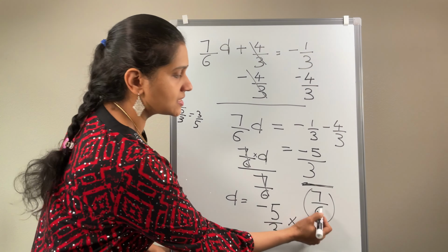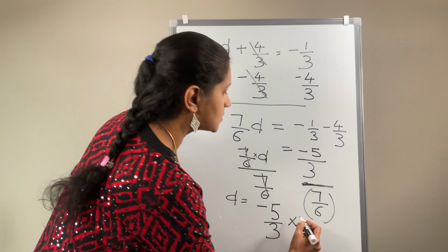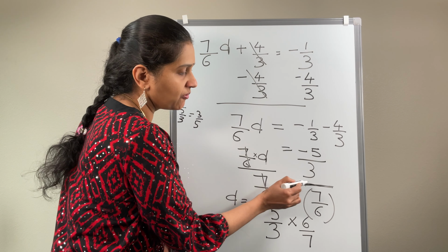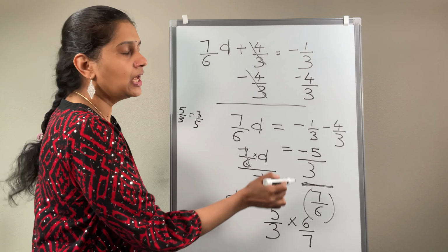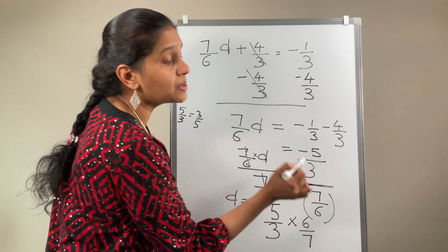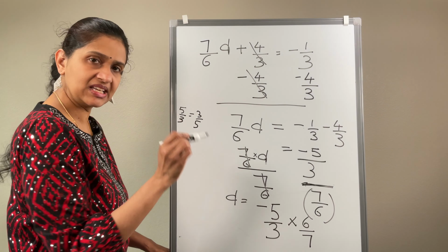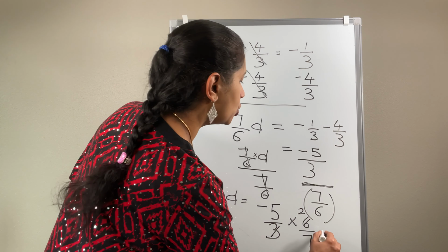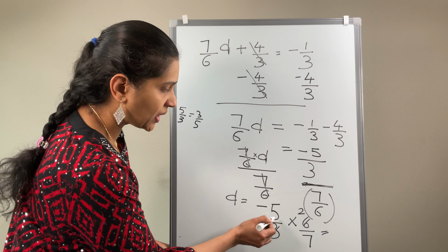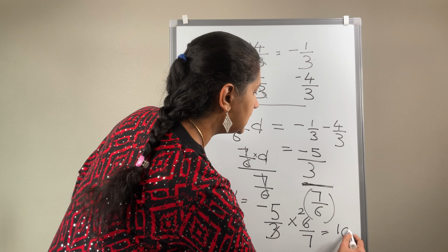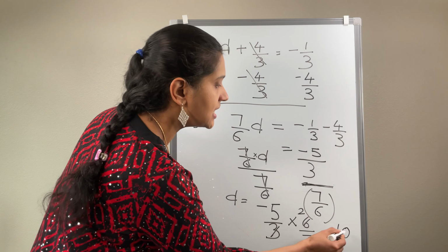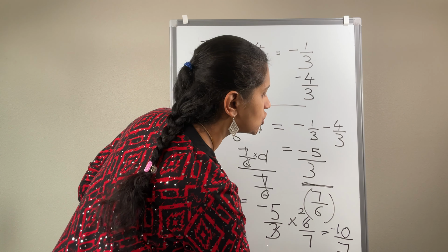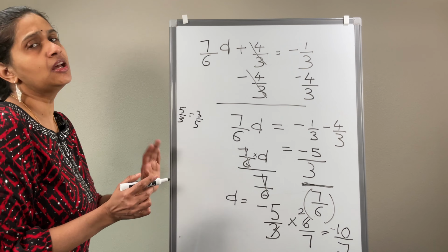So, I am taking the reciprocal of 7/6, which is 6/7. What I am doing is converting this division sign to multiplication and taking the reciprocal of 7/6, which is 6/7. So, what will happen? 3 and 6 will cancel. You will have a 2 here. So, d is equal to -5 times 2, that is going to be 10. You have a minus sign. So, -10 divided by 1 times 7, that is going to be 7. So, -10/7 is the solution.